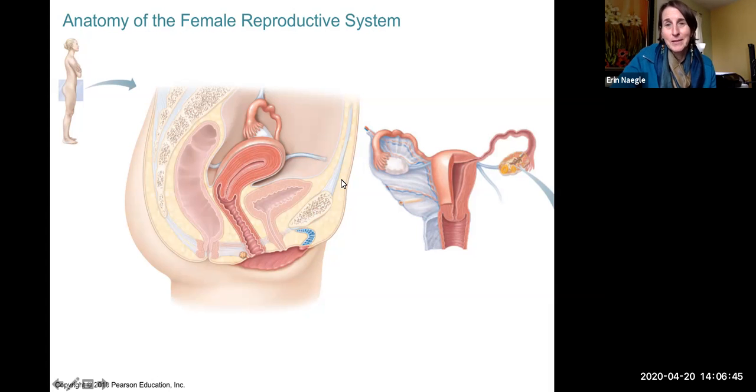So we're going to start with the gonads. In females, those are the ovaries, so one on each side. Here you're looking at a frontal view, on the frontal plane at least, of the female reproductive system, and here is that sagittal view. So here is the ovary, and then this tube that connects the ovary with the uterus is known as the uterine tube, also called the fallopian tube, but anatomically, uterine tube is more descriptive, so we're using those terms more often instead of the names after people.